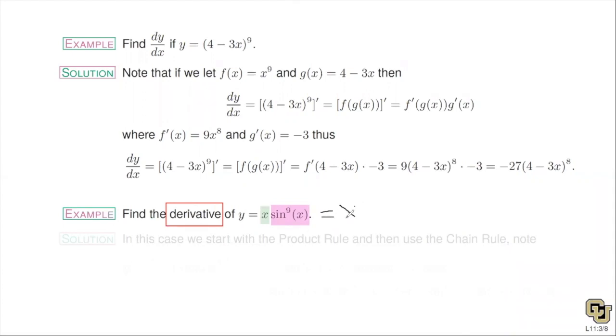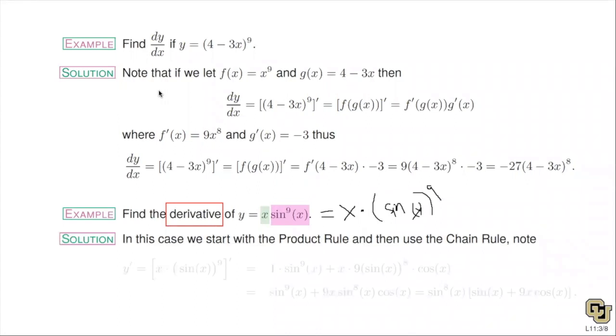So I want you to see this as x times, and I put big parentheses, put the 9 out here, and write in a sine of x. This is really what it looks like to us. We see explicitly there's a product and there's a composition. So starting out, I'm first going to do a product rule because it's a product first. And so here's my product. I do the derivative of the first times the second function. Here the first function is just x, so the derivative of x is just 1.